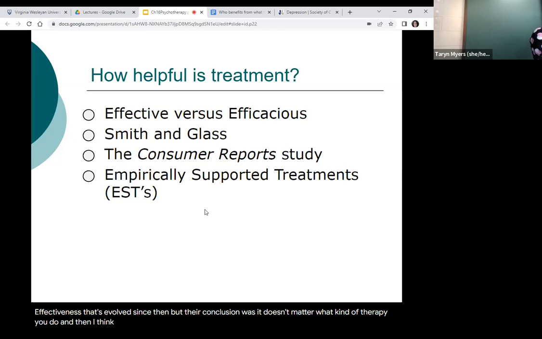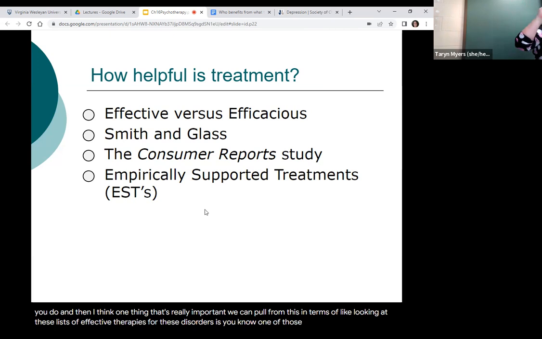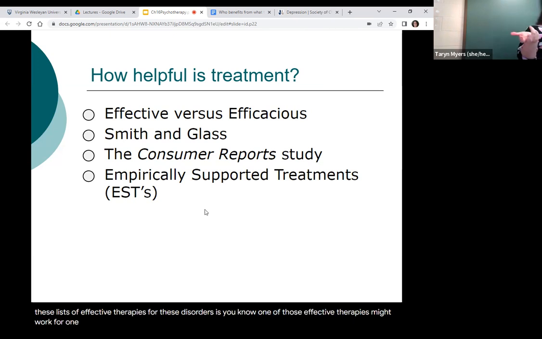And then I think one thing that's really important we can pull from this, in terms of looking at these lists of effective therapies for these disorders, is that one of those effective therapies might work for one client, but not the other. And that's okay. Then you find another evidence-based practice that you can do.